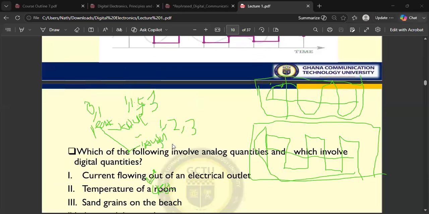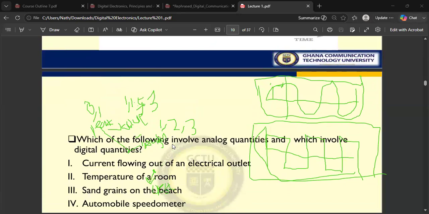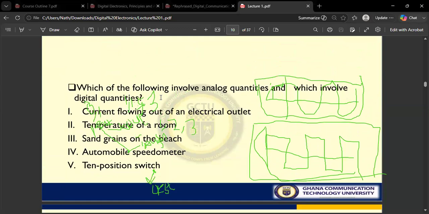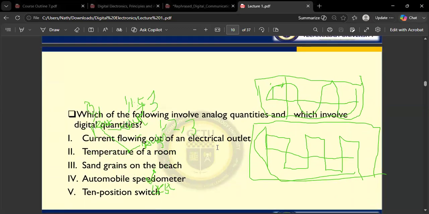This is just a question for you. From whatever we have discussed, which of the following involve analog quantities and which involve digital quantities? Like I said, this question will be for you. The current flowing out of an electrical outlet. So, the first part: is it analog or digital?